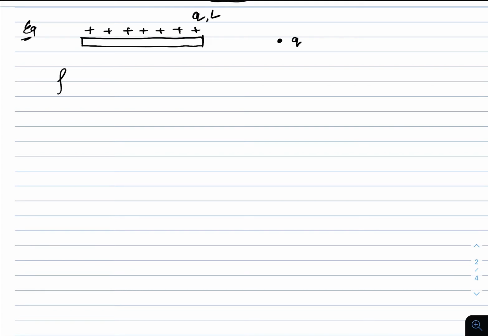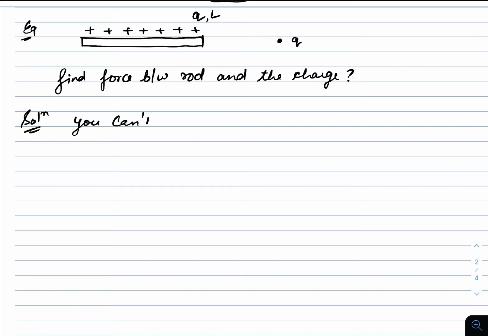So I have to find the force between the rod and the charge. In this question you cannot apply Coulomb's law directly. Why is it so? The reason is, say this distance is a. Because the rod is not a point charge, we cannot apply Coulomb's law directly here.